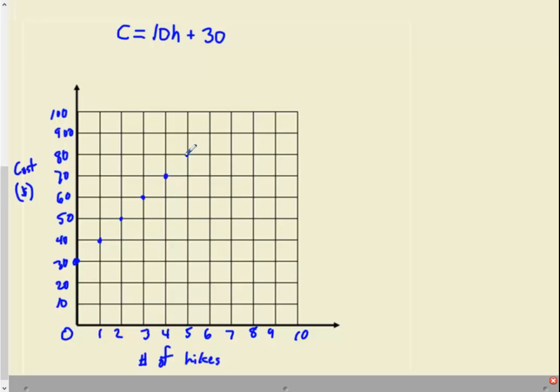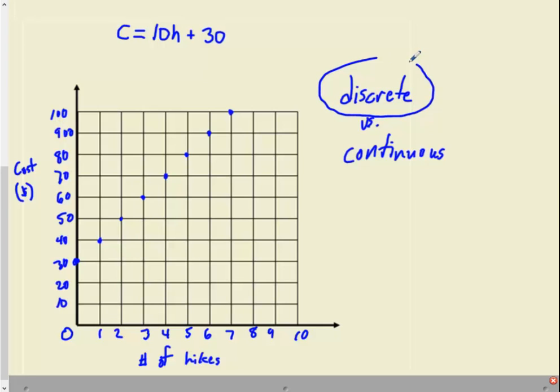Now, should you join these dots, these points, should you connect the points? And this is another one of those cases of discrete versus continuous. And the question is, can you go on, say, 1.5 hikes? And of course the answer is no. So this is a discrete problem, which means I'm going to go ahead and leave these points as they are.